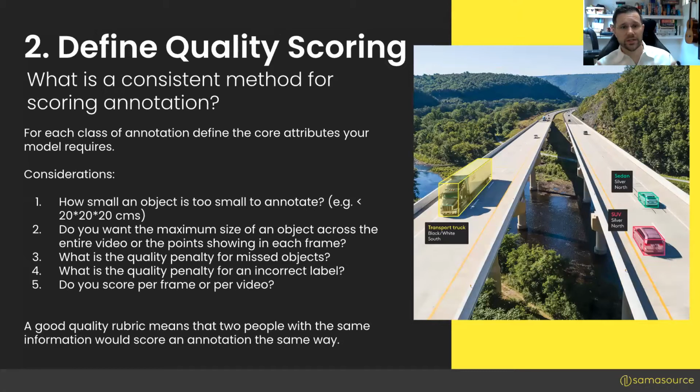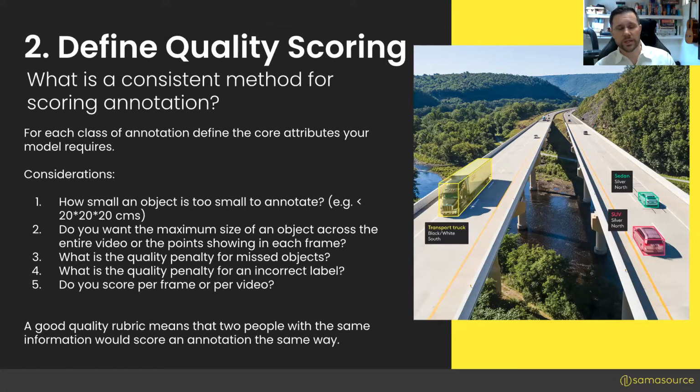Next, you want to define your quality scoring. And what I mean here is you want consistent scoring across your annotations. Often human labeling is a core part of getting to quality in labeling. You want to try to get to as consistent a method for scoring as possible, so that if you have two people looking at it, it gets the same results.